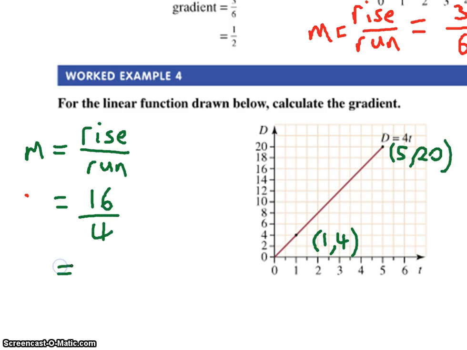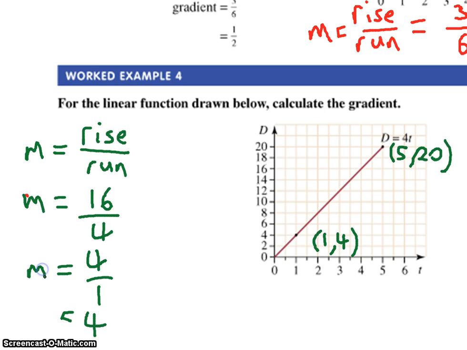Okay, can we simplify that? It is 16 over 4, but if in doubt, if you're not sure how to simplify fractions, put it into your calculator. How many 4s go into 4? 1. How many 4s go into 16? 4. So you end up with 4 over 1, which equals 4. So your gradient is 4.